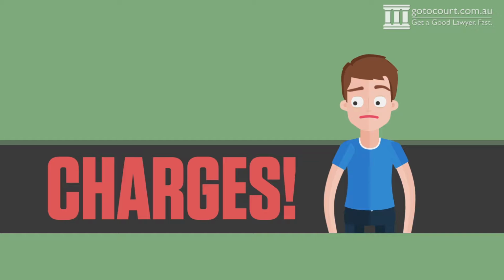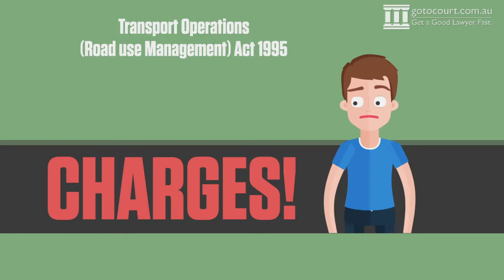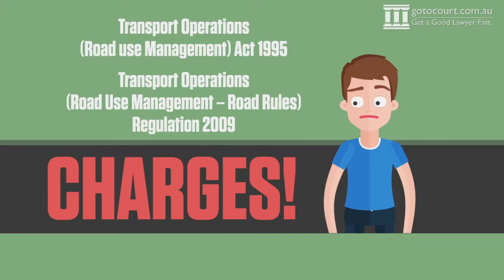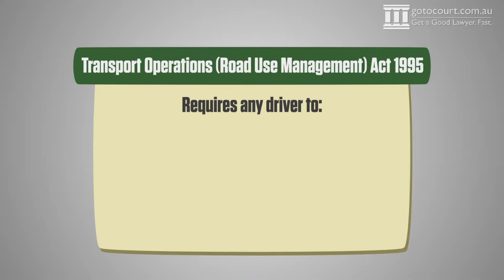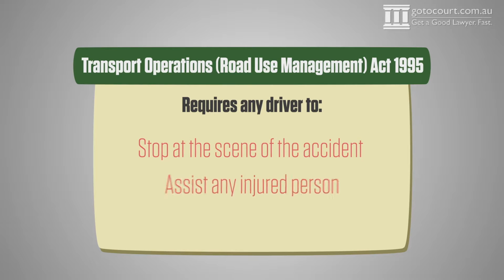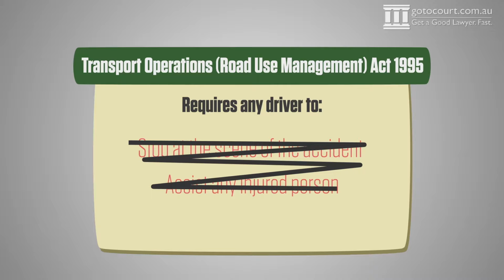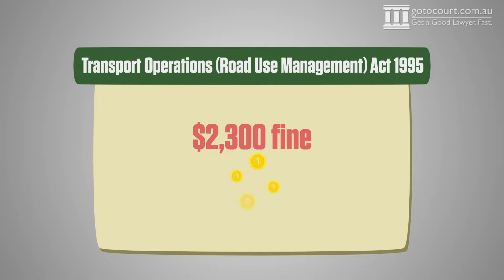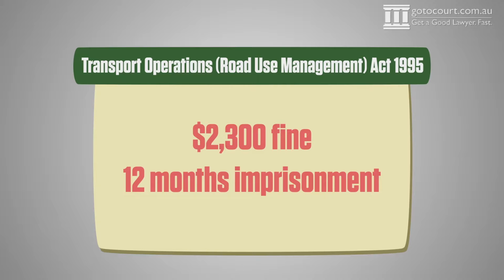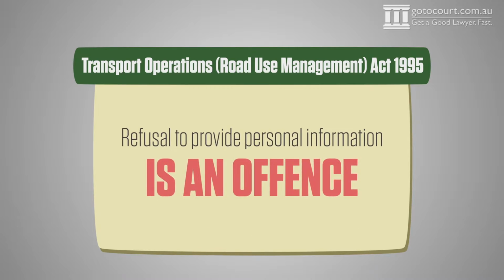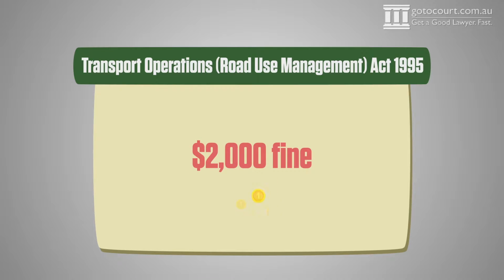Most, but not all offences, are set out in the Transport Operations Road Use Management Act 1995, the TORUMA, and the Transport Operations Road Use Management Road Rules Regulation 2009. The TORUMA requires any driver involved in a traffic accident to stop at the scene of the accident and assist anyone who has been injured to the best of their ability under the circumstances. Failure to stop and assist may result in a fine of approximately $2,300 or a term of imprisonment of up to 12 months. It is also an offence for a driver involved in a traffic accident to refuse to provide their personal information to any other person involved. This offence is punishable by a fine exceeding $2,000.